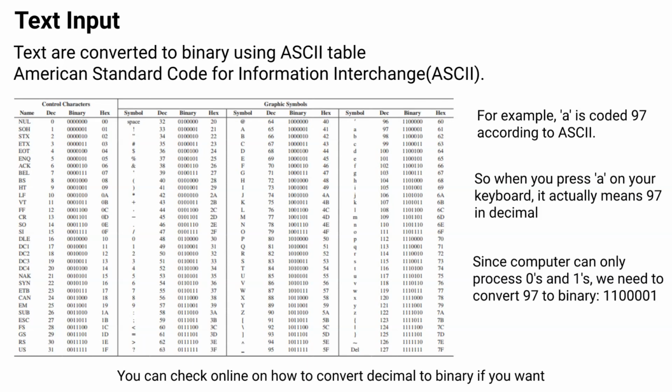So for example, you see there, A is coded 97, right? But again, the computer still doesn't understand alphabet. So you now convert that 97 to binary, right? For the alphabet to binary conversion, you can check online how the conversion happens.